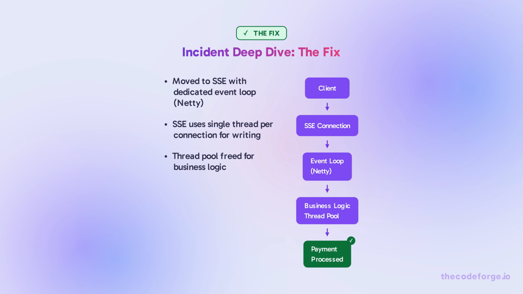The fix was to move from long polling to SSE with a dedicated event loop using Netty. SSE uses a single thread per connection for writing, not per request. This freed the thread pool for business logic like payment processing. The key change was using async I/O instead of synchronous thread per request.